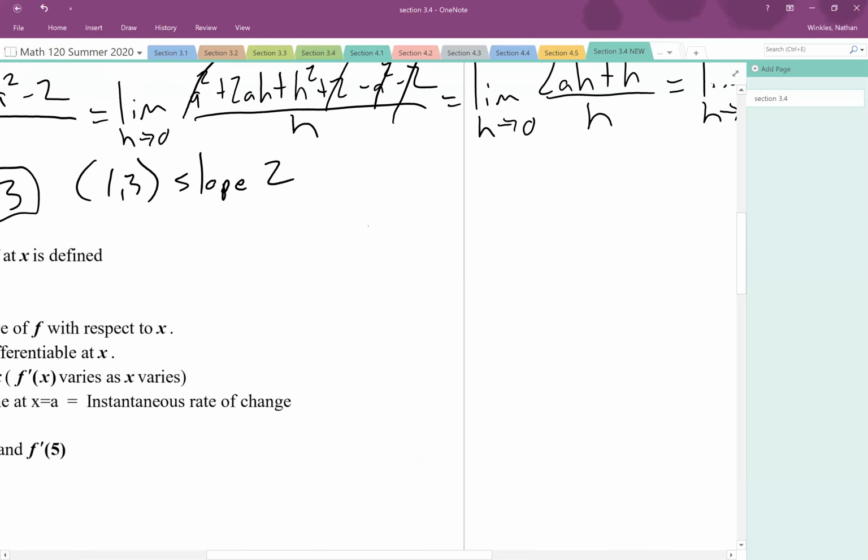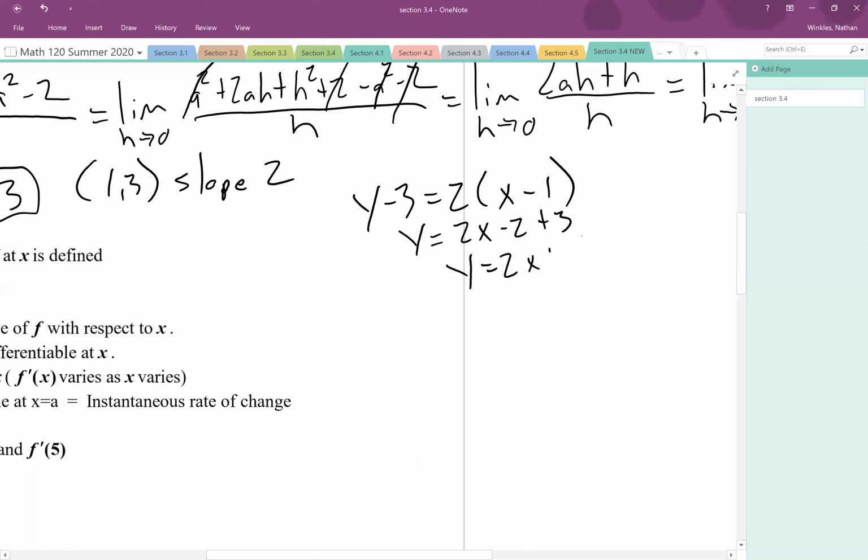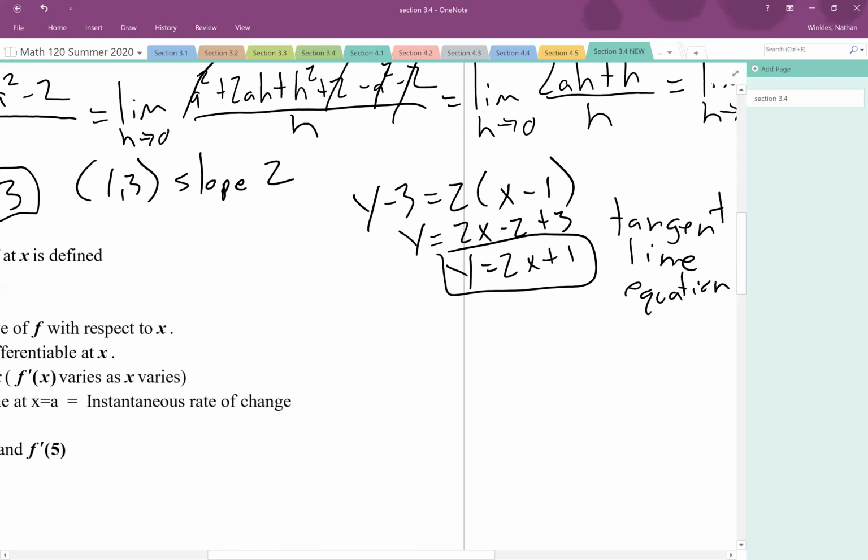So y minus 3 equals 2 times x minus 1. So y equals 2x minus 2 plus 3. So y equals 2x plus 1 is the tangent line equation. So we found the slope of 2 by using our limiting process. We found the equation by having a point and a slope and plugging in.